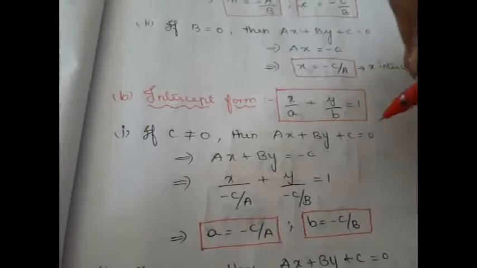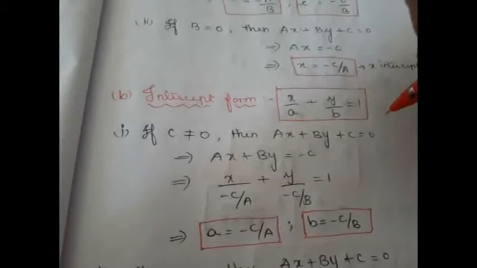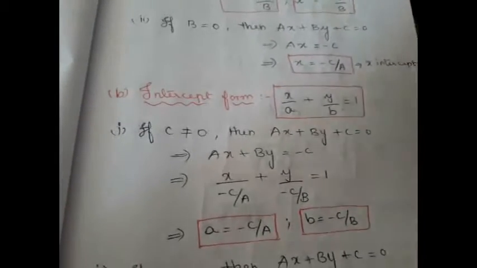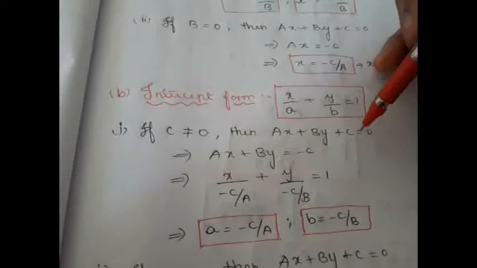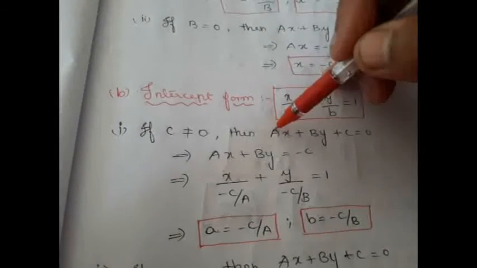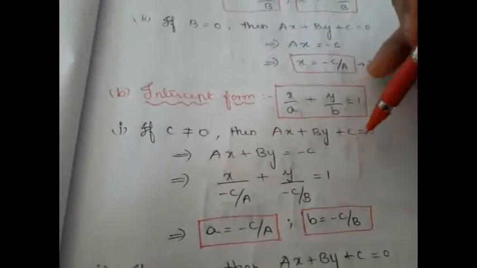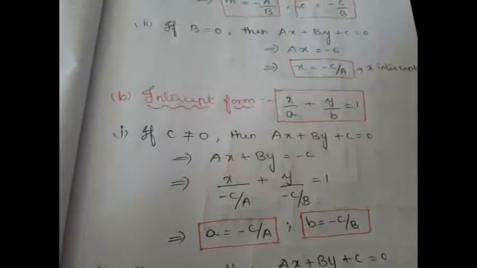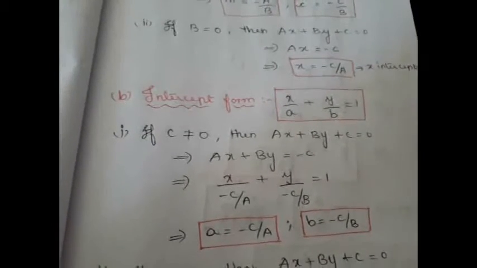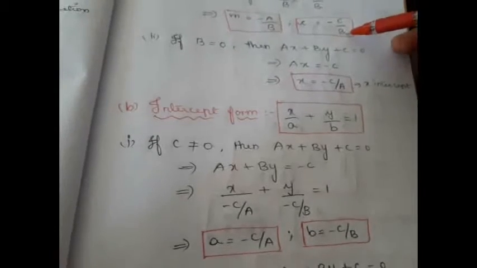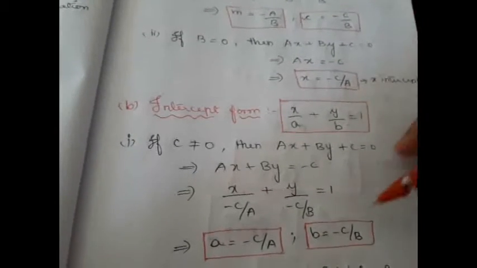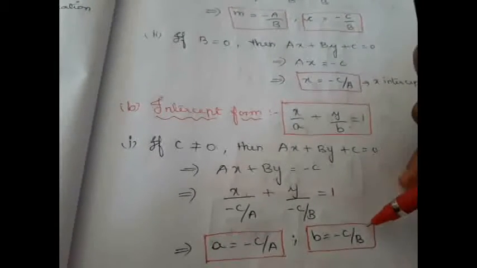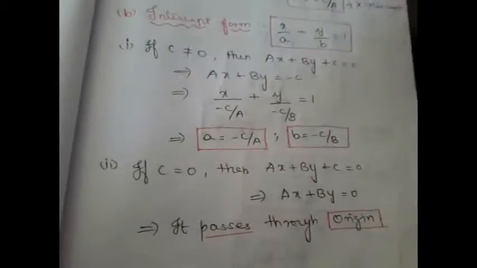So again, if the question is given in this form, ax plus by plus c equal to 0, and if they ask you to find what is x-intercept and y-intercept, immediately you can write x-intercept is minus constant term divided by coefficient of x, and y-intercept is going to be minus constant term divided by coefficient of y. This is what we got here also. Y-intercept is going to be minus c by b always, right? Yes.